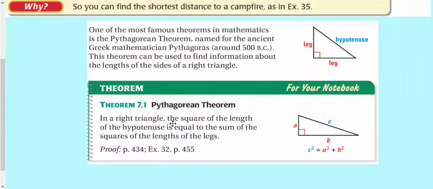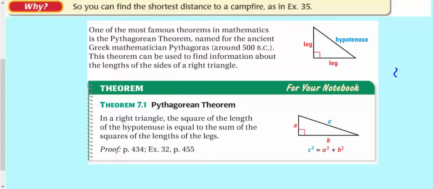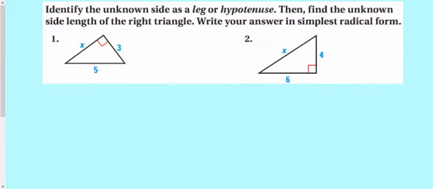Simply put, it is leg squared plus leg squared equals hypotenuse squared. You guys might have heard a squared plus b squared equals c squared. The legs can be interchangeable, so a and b are interchangeable, but c has to be the longest side, has to be the hypotenuse. So identify the unknown side's leg or hypotenuse, and then find the unknown side. Write your answer in simplest radical form.